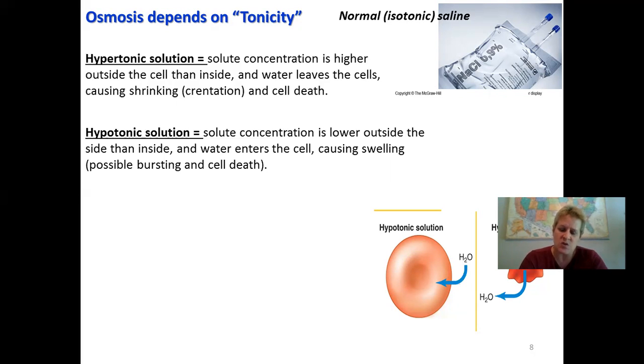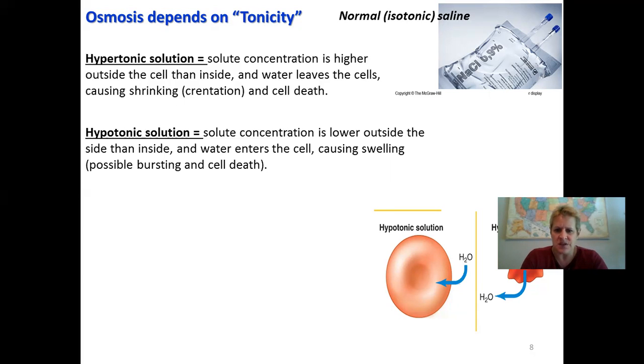What's going to happen is water around the cell is going to enter the cell, which is more concentrated with solutes, and it's going to swell that cell up and cause it to burst. And that also causes cell death. That is why you don't do an IV bag of pure water. You would kill someone within 30 minutes, probably less.